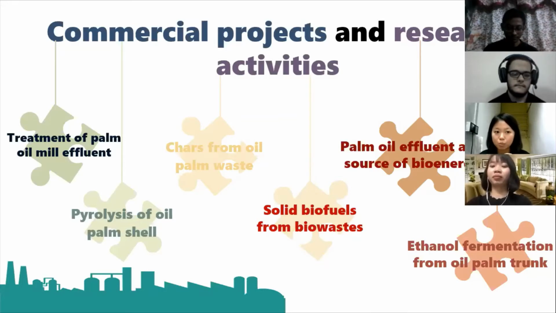And then the fourth, solid biofuel from biowaste. And then fifth, the palm oil effluent as a source of bioenergy. The POME, the palm oil mill effluent, has a high organic carbon content, so it can be used to generate biogas. And then the last example, the ethanol fermentation from the oil palm trunk.